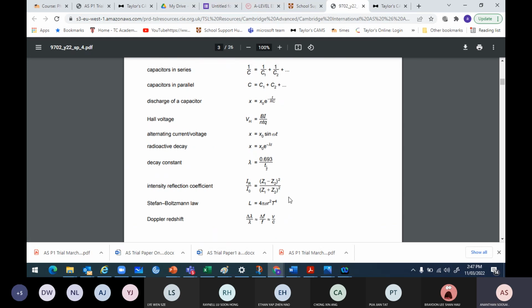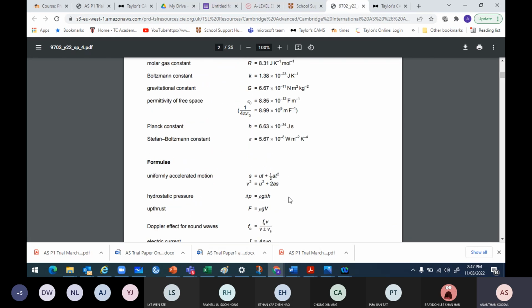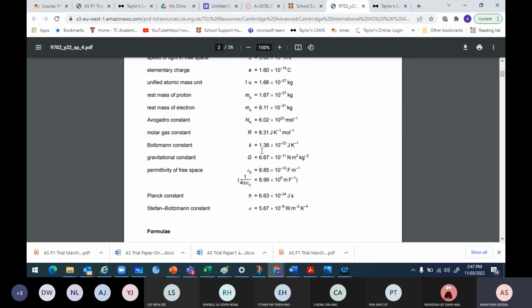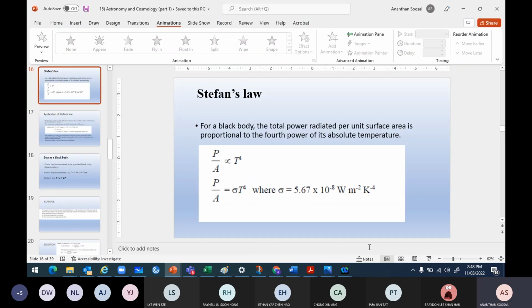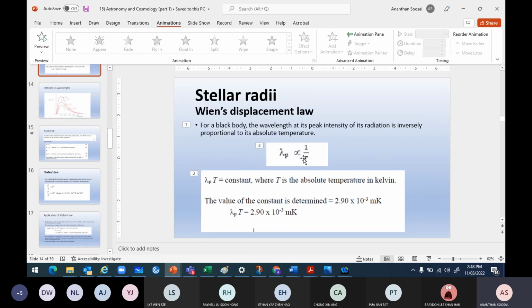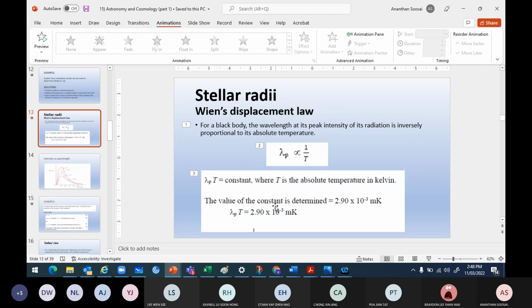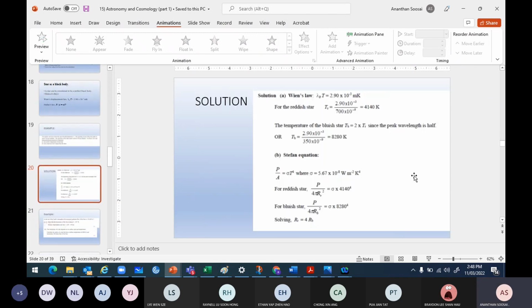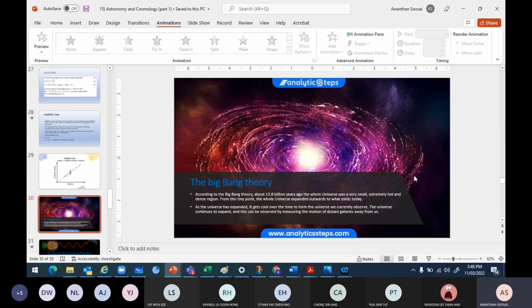So it looks like the Wien's law constant is not provided. I expect that if they want to make use of Wien's law, they should provide the constant in the question itself. But anyway, to be on the safe side, remember the Wien's law constant: 2.9 times 10 to the power of -3. Just in case, but they should provide it in the question itself. So let's go to the last part, the questions.